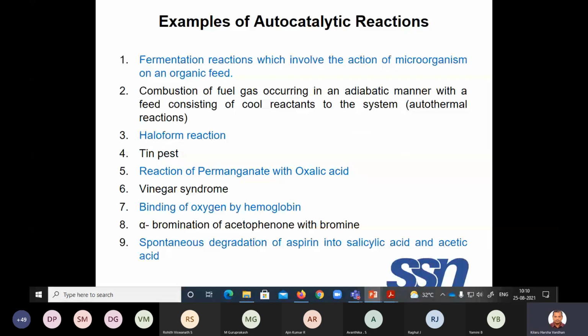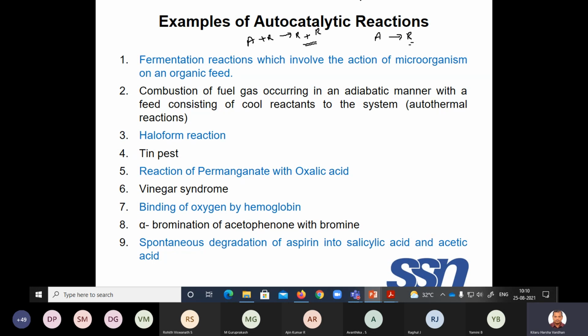What will happen if there is an autocatalyzed reaction? You know what an autocatalyzed reaction is, right? Some of the product will act like a catalyst to convert A into R. So I just write here: A plus R gives you R plus R. Initially A gives you R, but this R will act as a catalyst to give you more R. That is what autocatalyzed reactions are.